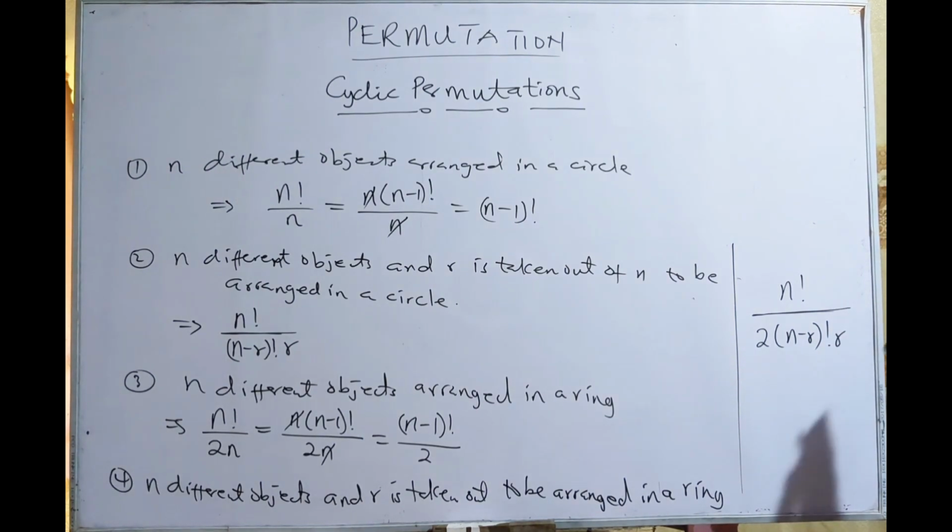So that is how that one is also going to be. That is n different objects, and r is to be arranged in a ring. Is that okay? So this is how circular permutation can be done. So let's solve a question on it, and then we know how, when a question is given on circular permutation, either in a ring or in a circle, we can solve it.